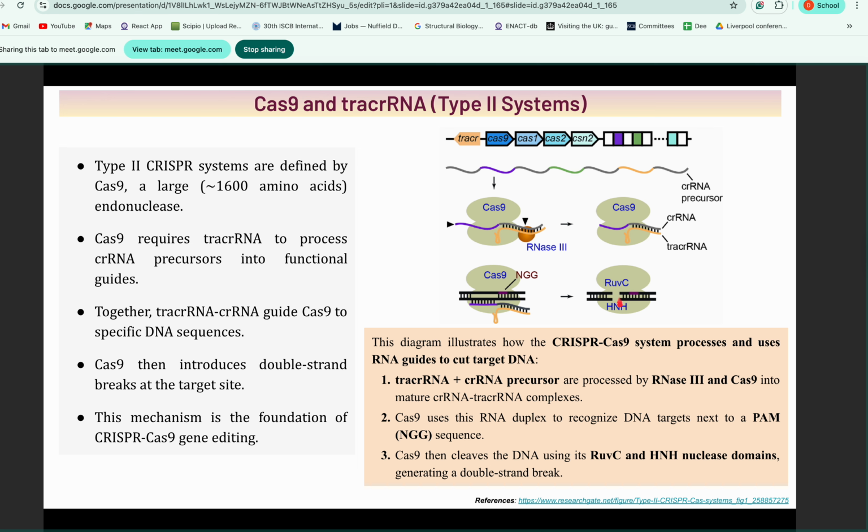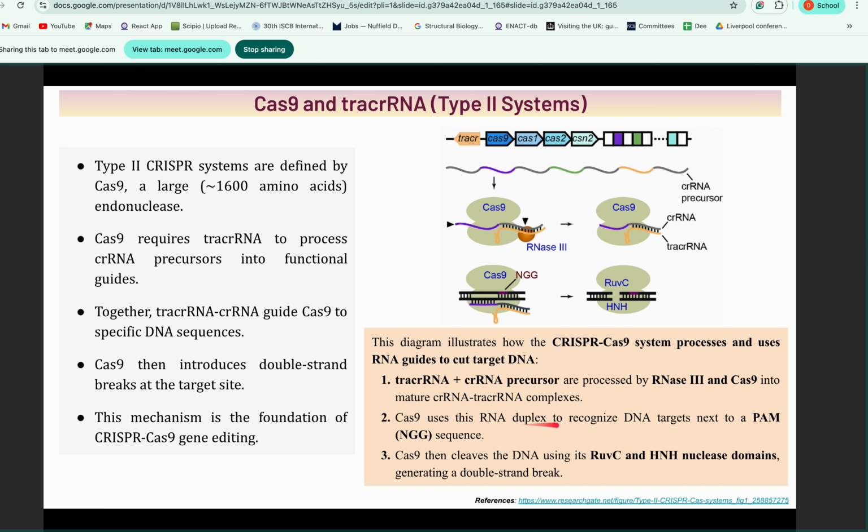So here is how the cut is made. In this first figure, it shows that the tracrRNA plus CRISPR RNA precursors are processed by RNase 3 and Cas9 into the mature CRISPR RNA and tracrRNA complexes. So as you can see, it is a complex between CRISPR RNA, tracrRNA and Cas9.